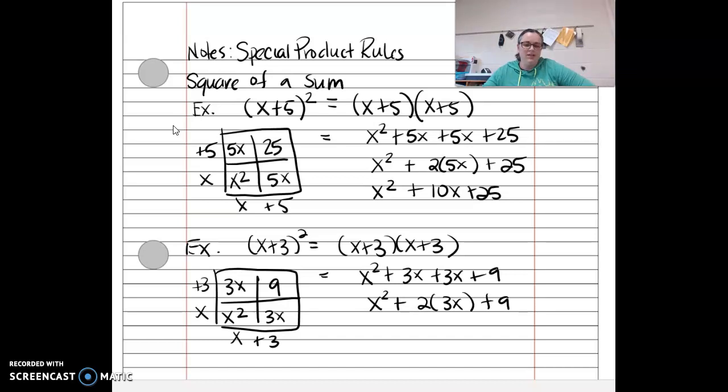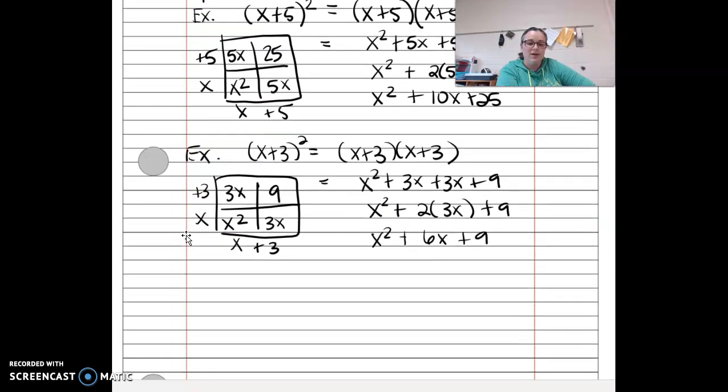So the question is, where is this 6x coming from, the 2 times 3x? Or in other words, how do I know I'm going to have double of whatever this middle term is right here, but where did that come from? Oh, it's taking the x times the 3, or your two terms here, and you're going to multiply them, and then you get two of them. This is your special product rule when you're taking the square of a sum.